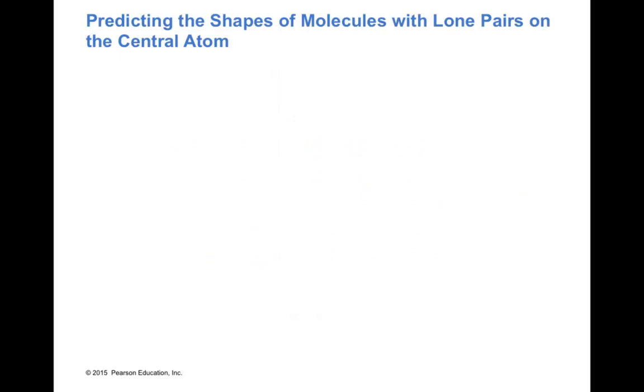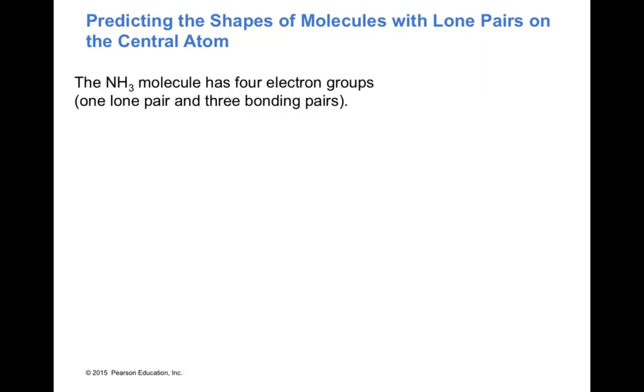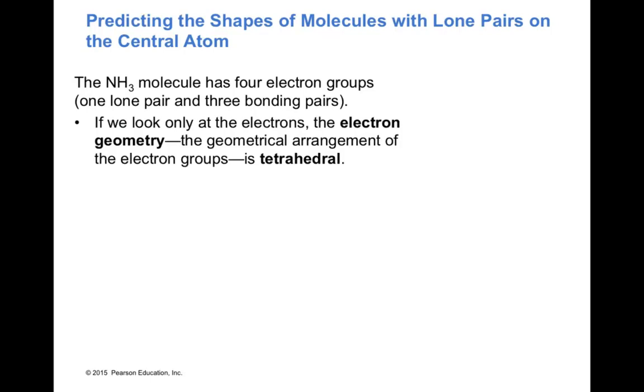Predicting the shapes of molecules with lone pairs on the central atom. Now, we saw before different examples where all the electron groups have atoms at the end of each bond, but sometimes the central atom itself can have lone pair electrons. So what happens with that? The NH3 molecule has four electron groups. If we look only at the electron geometry, the geometrical arrangement of the electron groups is tetrahedral.